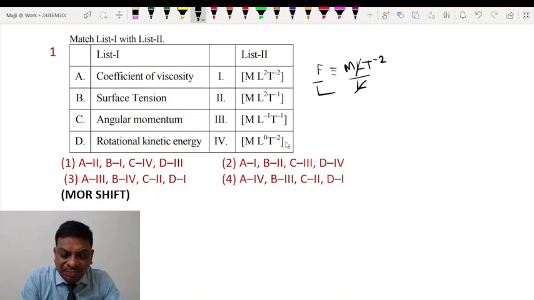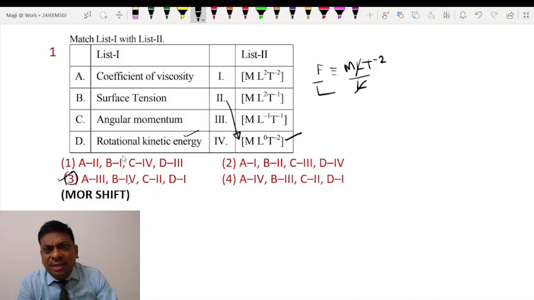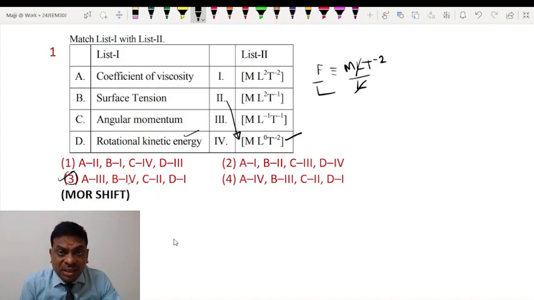So it is simply ML power 0 T power minus 2. So 2 should be matched with 4. So we'll go with option number 3, because B has been appropriately matched with 4. Just for another confirmation, we can see kinetic energy. Whether it is rotational kinetic energy, translational kinetic energy, heat energy, sound energy or light energy, it should be energy.